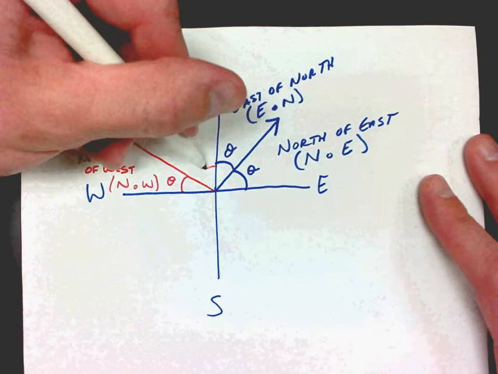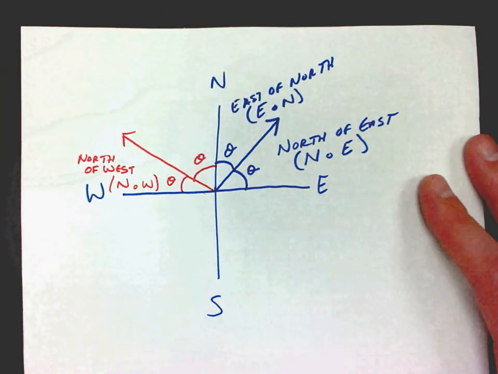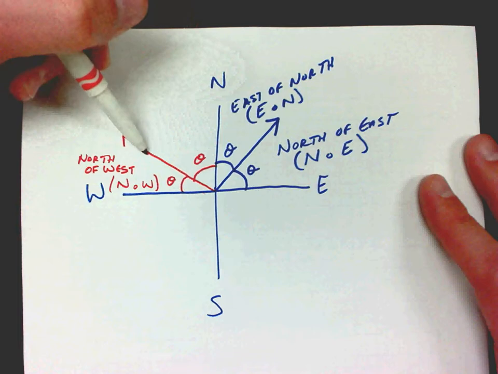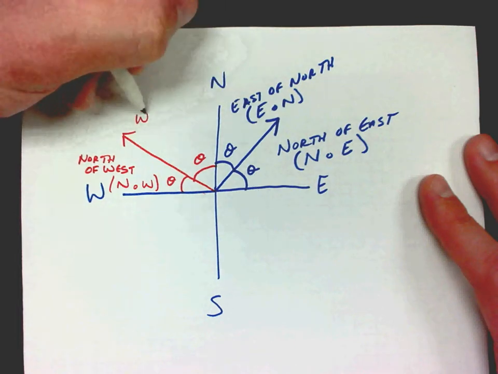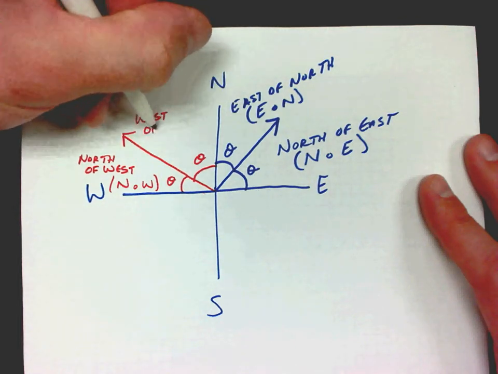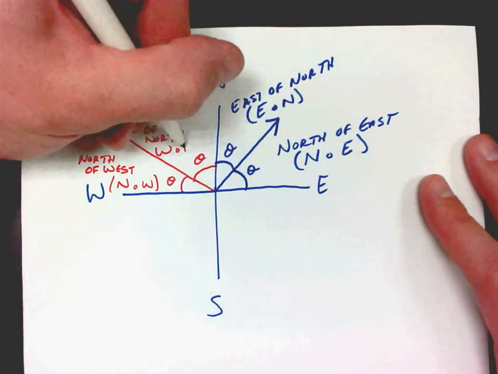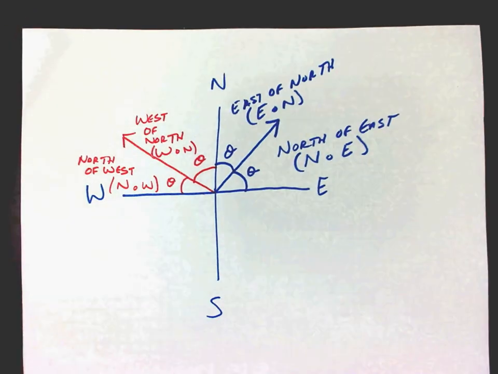We could have measured this angle, call that theta. This one's measured from the north line, and we have to go west to hit our vector. So this is west of north. Okay, that takes care of that second quadrant.